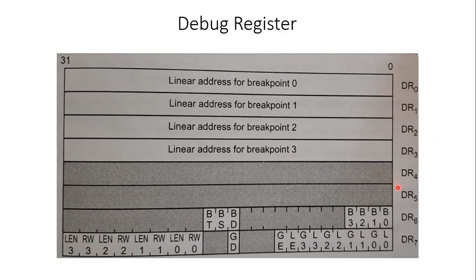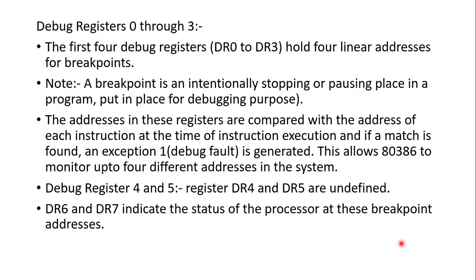Then DR4 and DR5 are undefined. DR6 consists of various bits, and DR7 also consists of various bits. We will see DR6 and DR7 in detail. Now I'll just read out the point. The debug registers 0 to 3, the first 4 debug registers, DR0 to DR3, hold the 4 linear addresses for the breakpoints.